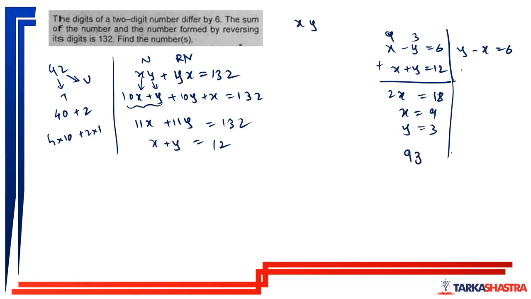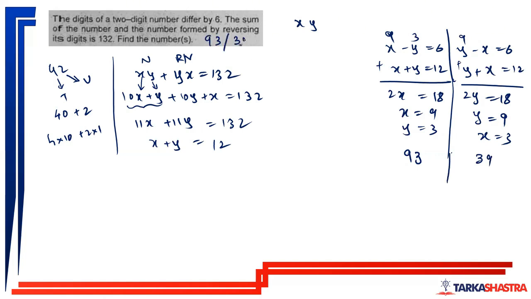But then something like this can also be there. x plus y is equal to 12, and y plus x also is equal to 12. Simply adding, we get 2y is equal to 18, y is equal to 9. If y is 9, x must be equal to 3. So in this case, the number is 39. Okay? So we have to find the numbers. So the numbers are 93 and 39. Okay, it is that easy.